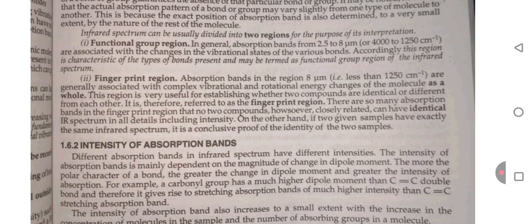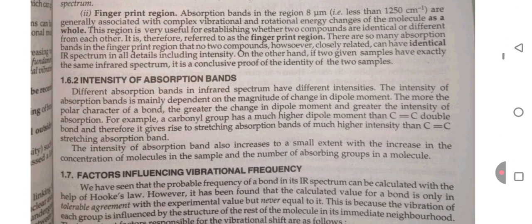Infrared spectrum can usually be divided into two regions for the purpose of its interpretation. First, functional group region. In general, absorption bands from 2.5 to 8 µm are associated with the change in the vibrational state of the various bonds. Accordingly, this region is characteristic of the type of bond present and may be termed the functional group region of the infrared spectrum. Fingerprint region.